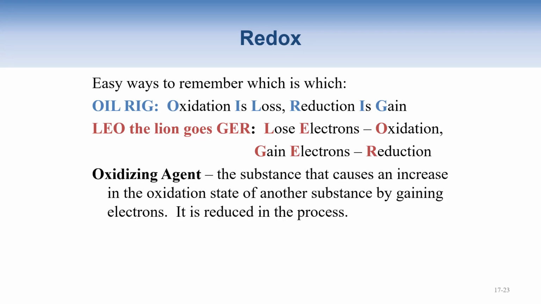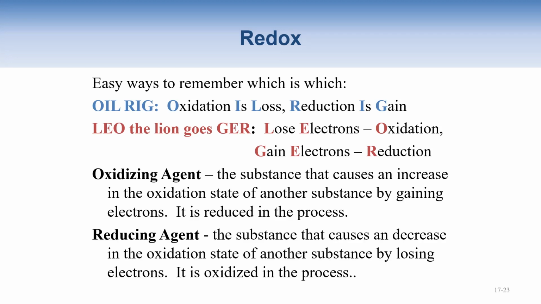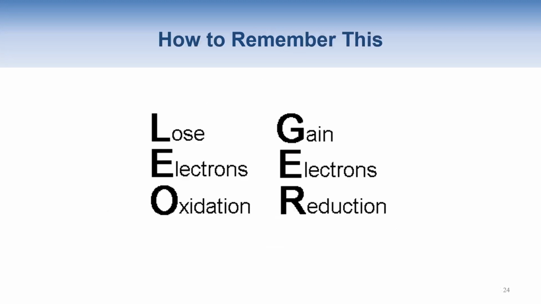The oxidizing agent, again, is the substance that causes an increase in the oxidation state of another substance because it gains electrons. It is reduced in the process. The reducing agent is the substance that causes a decrease in the oxidation state of another substance by losing electrons. It is oxidized in the process. So, LEO GER: lose electrons, oxidation; gain electrons, reduction.